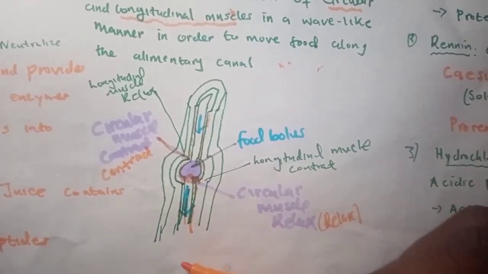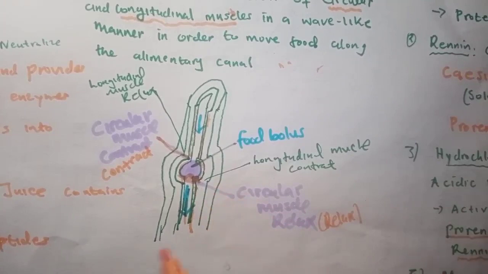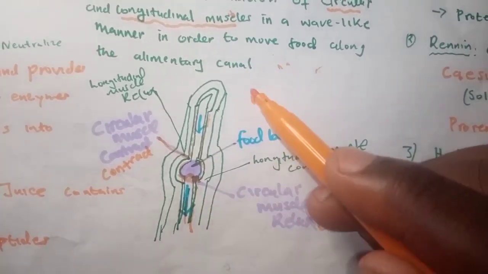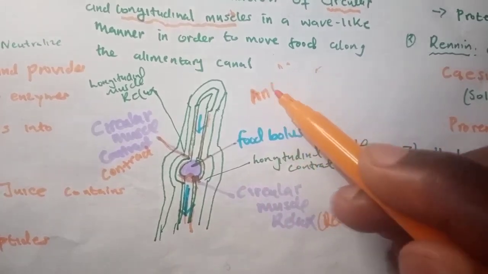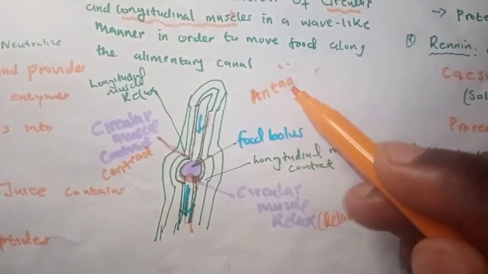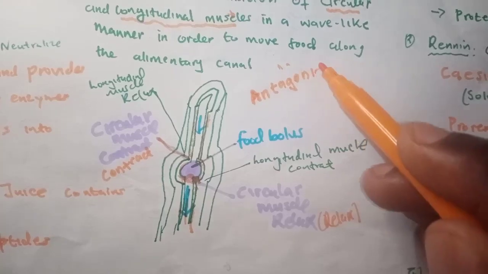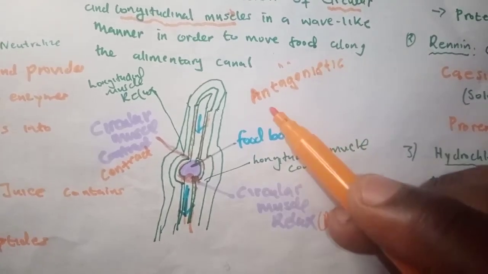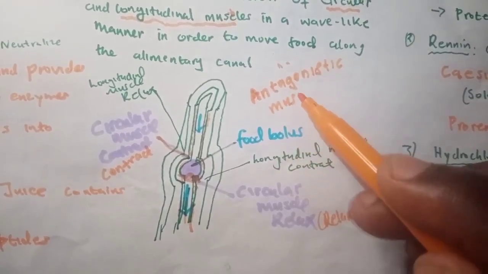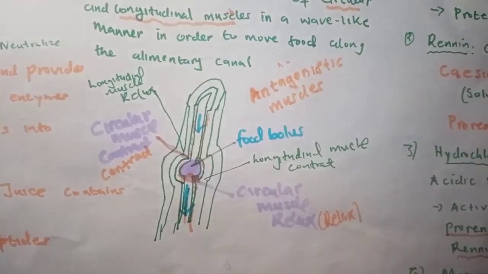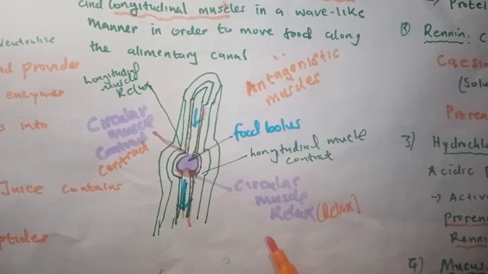Apart from that, you also have longitudinal muscles. We said these muscles, longitudinal and circular, are antagonistic muscles. What do we mean by antagonistic muscles? We mean that they act opposite.